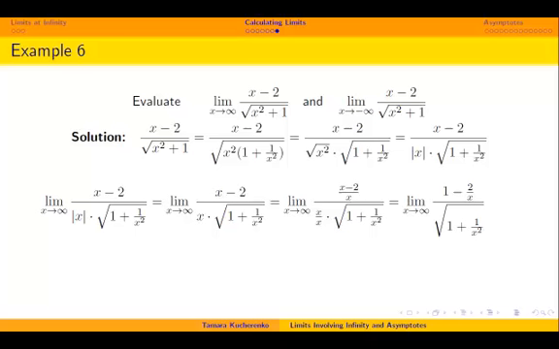2 over x tends to 0 at infinity. 1 over x squared also tends to 0 at infinity. Thus the limit is 1 over square root of 1, which is 1.